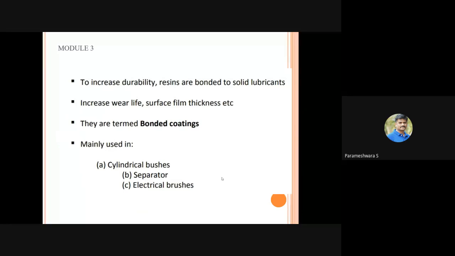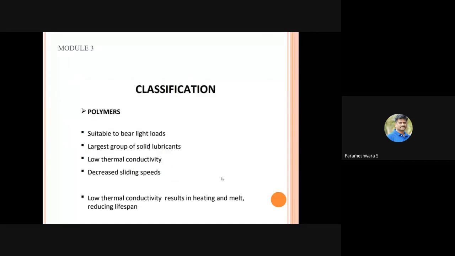In order to increase the durability, resins are bonded to the solid lubricant. Resin is basically a polymer, and it increases wear life and the surface film thickness, etc. These are termed as bonded coatings. These are mainly used in cylindrical bushes, which hold a machine component, and in separators and electrical brushes. Normally it is used in these cases.